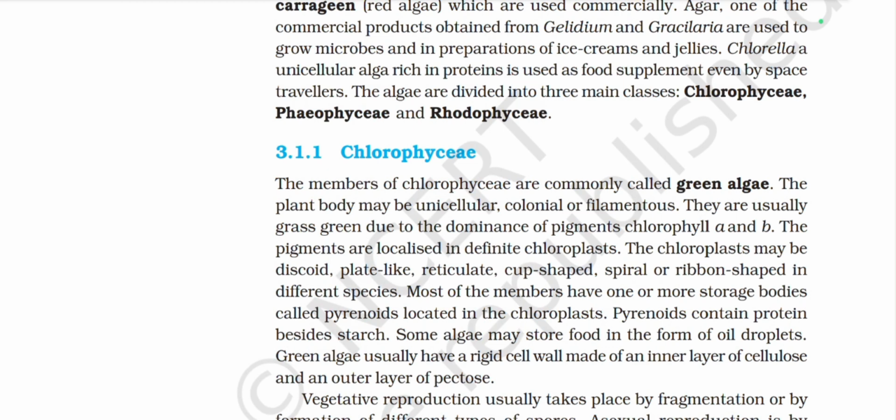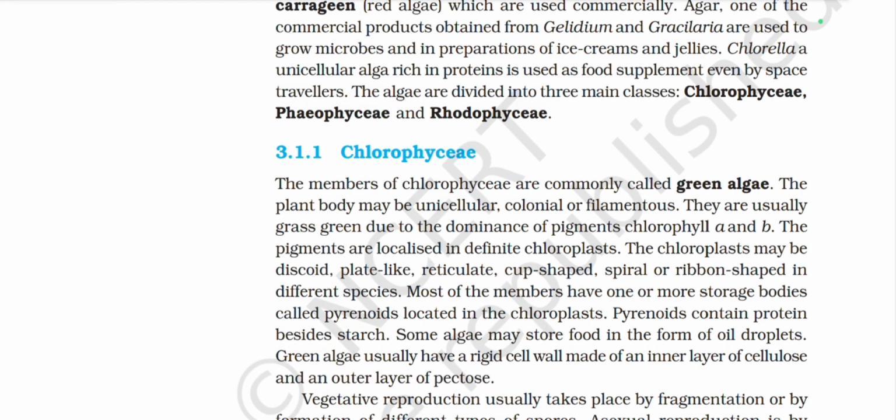The algae are divided into three main classes: Chlorophyceae, Phaeophyceae, and Rhodophyceae. Chlorophyceae. The members of Chlorophyceae are commonly called green algae. The plant body may be unicellular, colonial, or filamentous. They are usually grass green due to the dominance of pigments chlorophyll A and B. The pigments are located in definite chloroplasts. The chloroplast may be discoid, plate-like, reticulate, cup-shaped, spiral, or ribbon-shaped in different species.